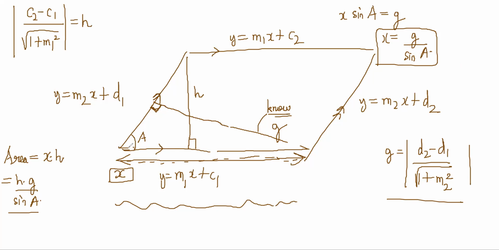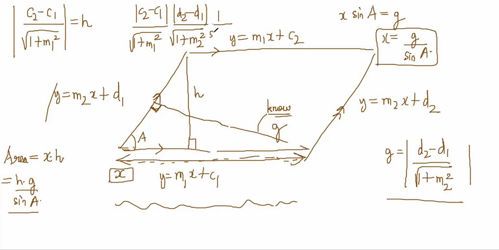Sine A can be written in multiple ways. Now H into G by sine A becomes (c2 minus c1) by root over 1 plus m1 square, into (d2 minus d1) by root over 1 plus m2 square, divided by sine of A, where A is the angle between this and this. These are two lines, so tan A we already know.